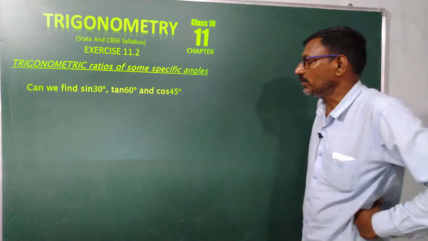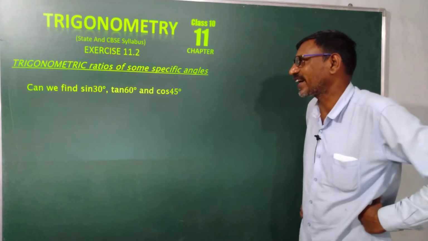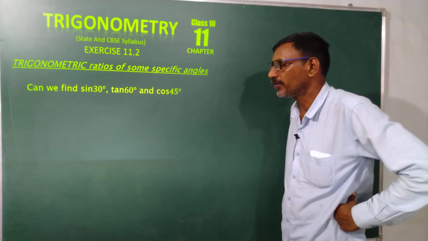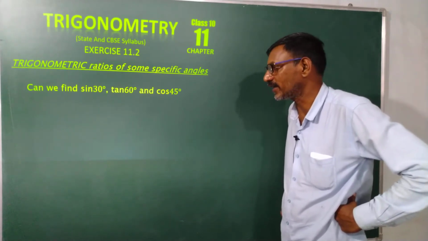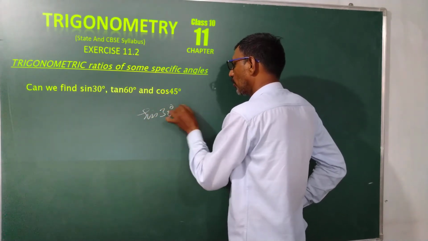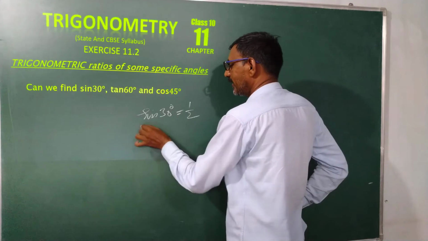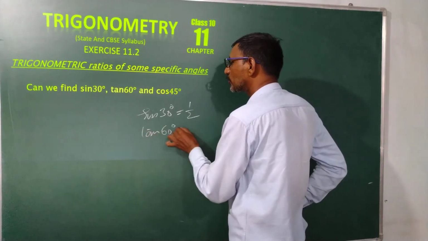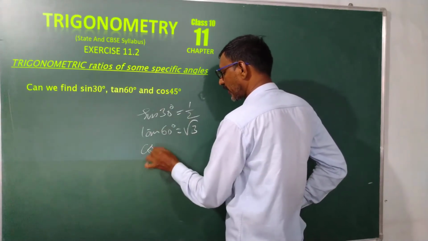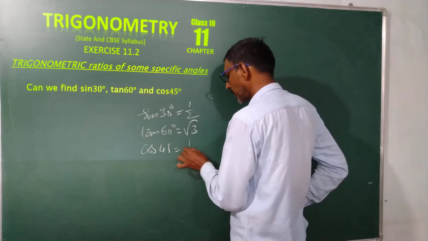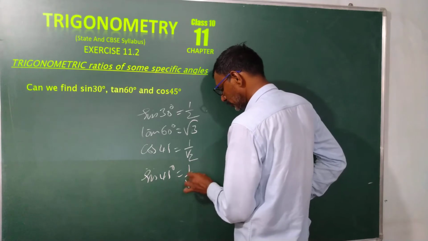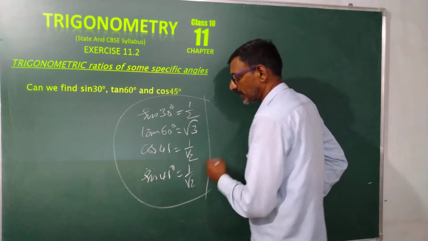In the previous video, we discussed trigonometric ratios of some specific angles, and we proved sin 30 degrees is equal to 1 by 2, tan 60 degrees is equal to 1 by root 3, cos 45 degrees is equal to 1 by root 2, and sin 45 degrees is equal to 1 by root 2. These are all we discussed yesterday.